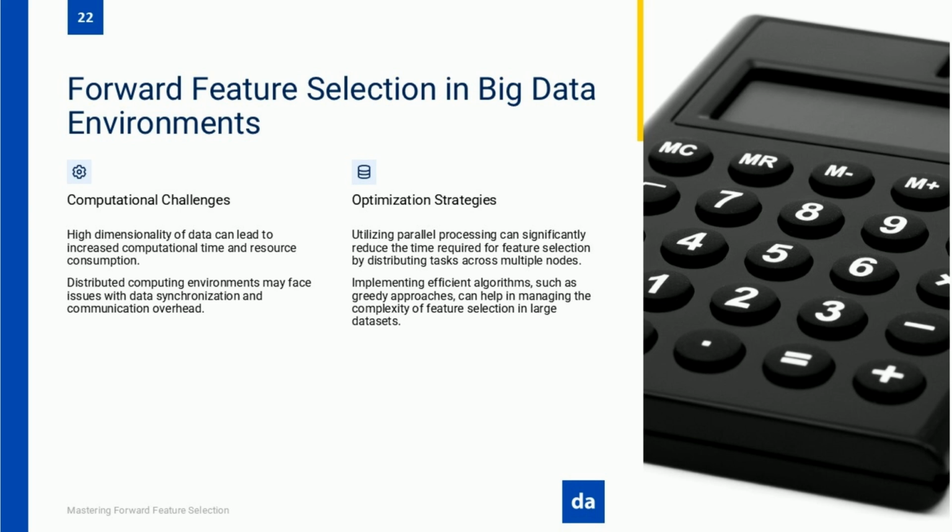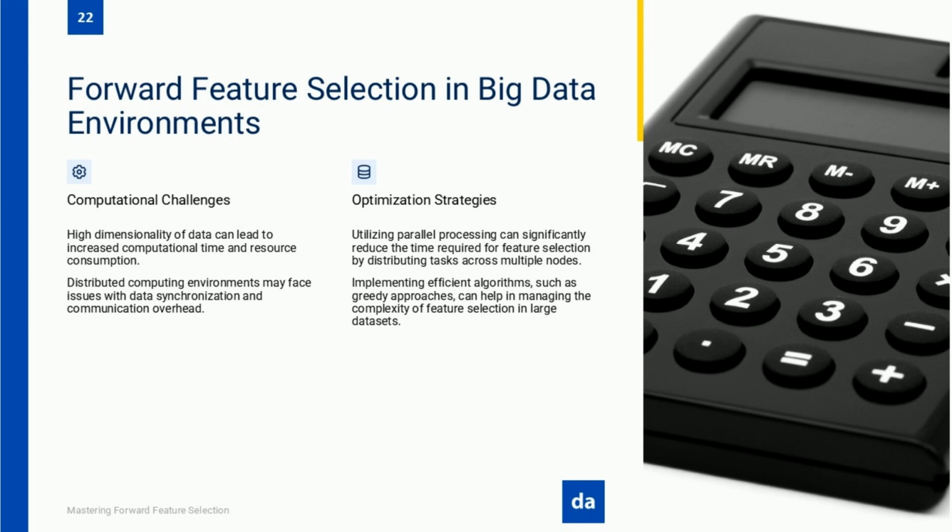Another challenge is data storage and access speed. When working with big data, retrieving features from storage can become a bottleneck. Instead of working with raw datasets, feature selection in big data environments often involves feature engineering pipelines where precomputed statistics, aggregations, and transformations are stored efficiently for quick access. This minimizes the amount of redundant computation and speeds up the selection process.